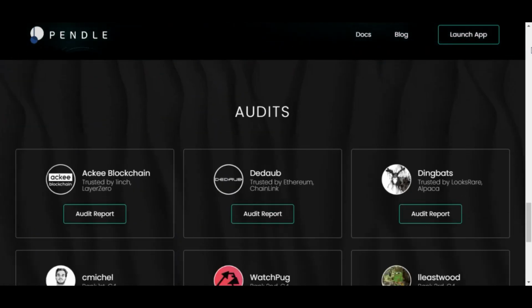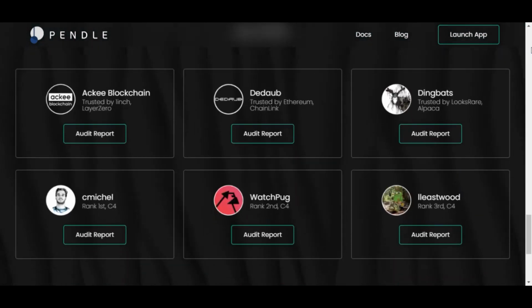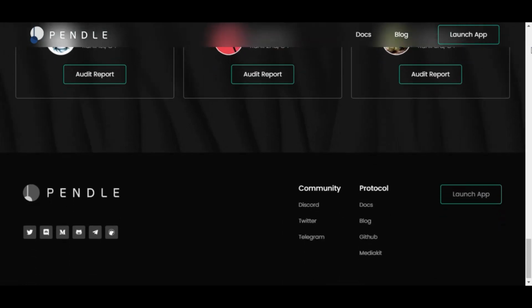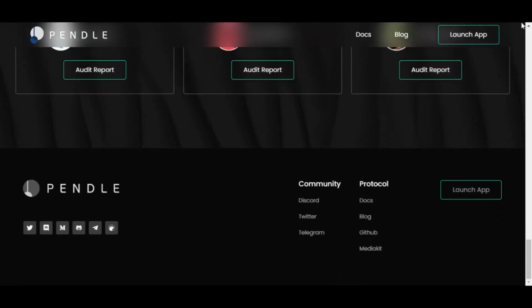Binance Launchpool, July 4th, 2023 to July 28th, 2023. Token supply, 251,061,120 for Pendle. Raised, $15,530,000.